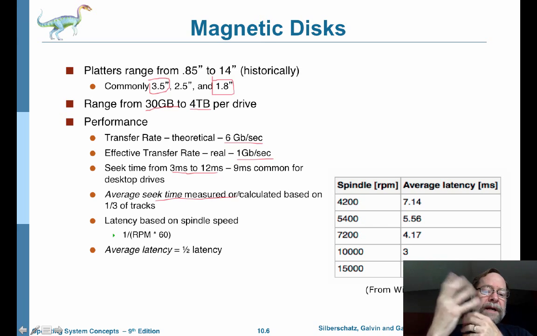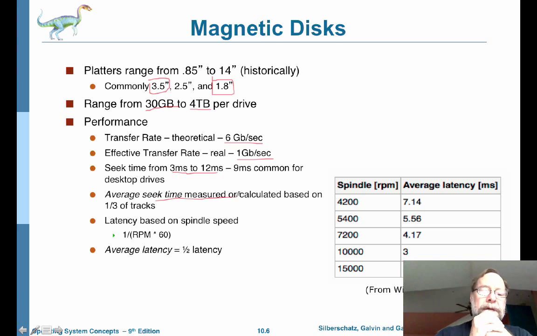The latency is primarily going to be based on the spindle speed, that is how fast the disk is spinning. So if the disk is spinning faster, you're going to have less latency. And the average latency is going to be 1/2 the maximum latency, interestingly enough.